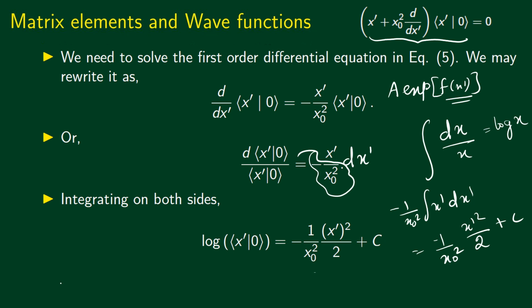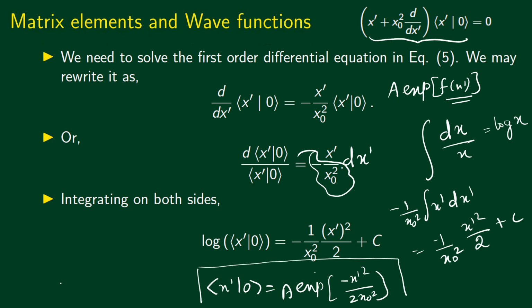Now we can take the exponential on both sides, and since the exponential is the inverse function of the log, on the left hand side we get ⟨x'|0⟩ is equal to, and on the right we get exponential of minus x prime squared divided by 2x0 squared, and there is also this term exponential of c. This exponential of c is a constant, we can write it as a. So the solution has the form ⟨x'|0⟩ is equal to a exponential of minus x prime squared divided by 2x0 squared.